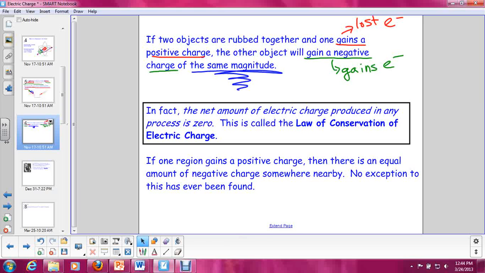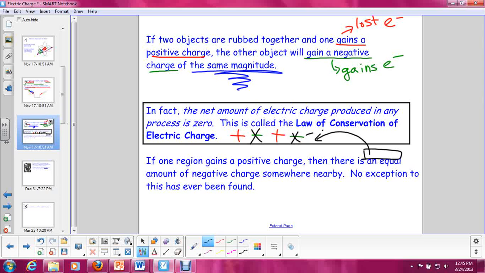So if I have an object that has 2 protons and 2 electrons, I cannot just add another electron here. That is no good. That breaks the law of conservation of electric charge. What I can do is eliminate or move some of these electrons away to create an overall charge. Or I can add an electron from another object to create an overall negative charge.